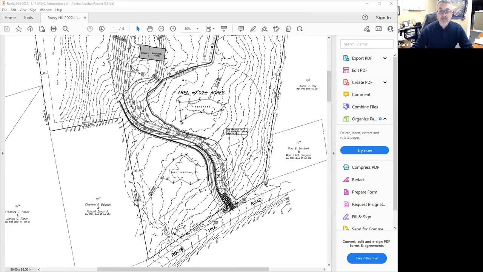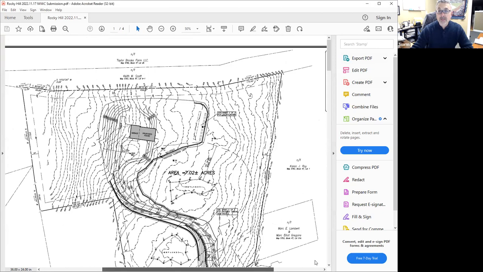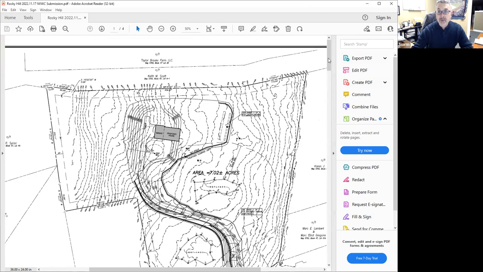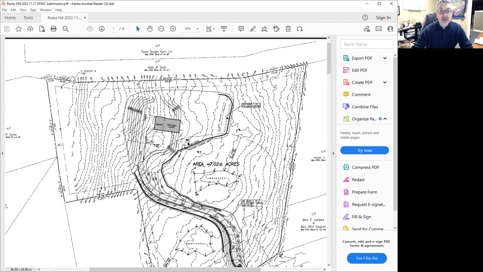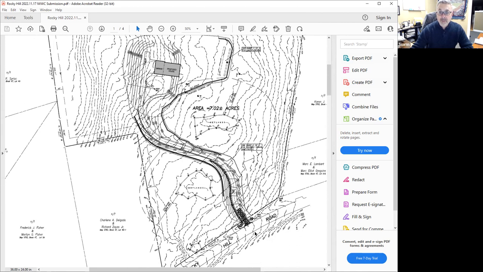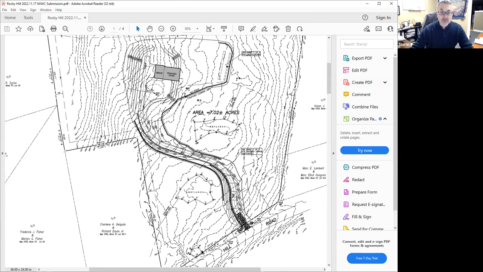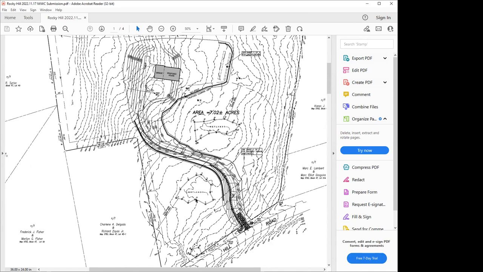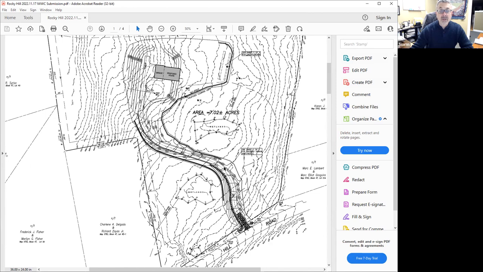You can see Rocky Hill Road at the bottom of the screen, which is south. North is directly at the top where the house is proposed. We have a fairly steep slope coming off of Rocky Hill Road. There's a small wetland pocket in the southwest corner of the site. And then we have these 2 other pockets that we're proposing to bisect with the proposed driveway.